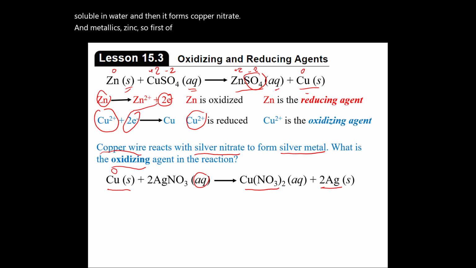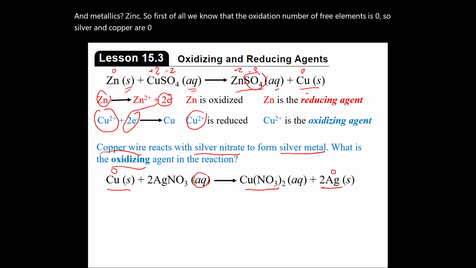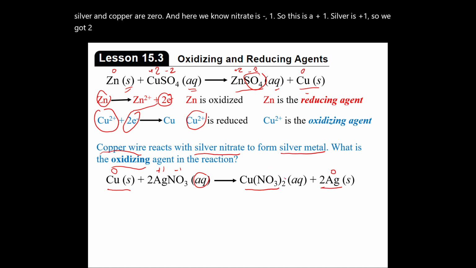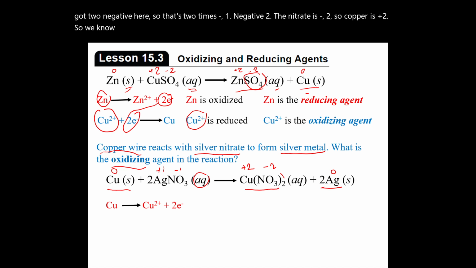So first of all, we know that the oxidation number of free elements is 0, so silver and copper are 0. And here we know nitrate is -1, so silver is +1. So we got 2 nitrates here, so that's 2 times -1, -2. The nitrate is -2, so copper is +2. So we know here that copper has gone from 0 oxidation number to +2 oxidation number by giving off 2 electrons.